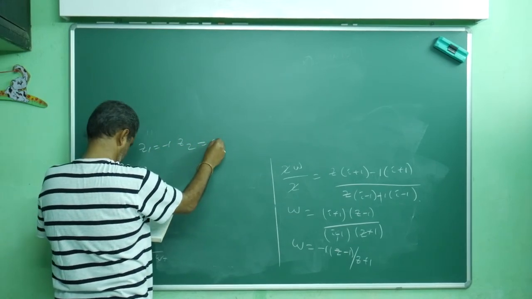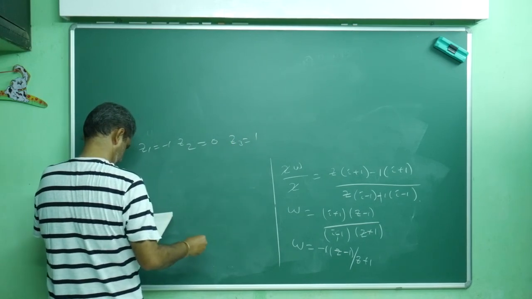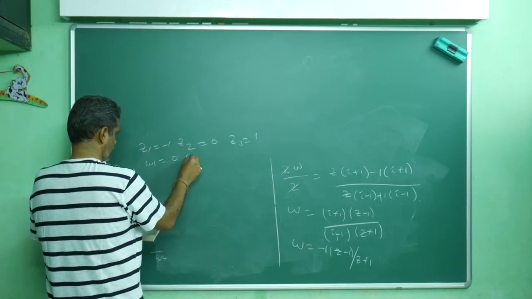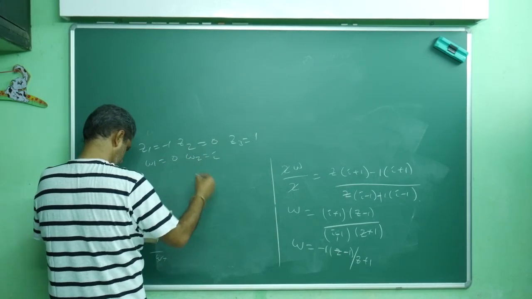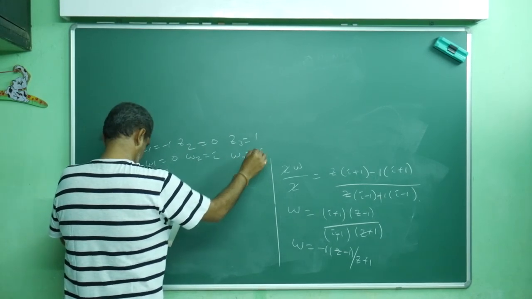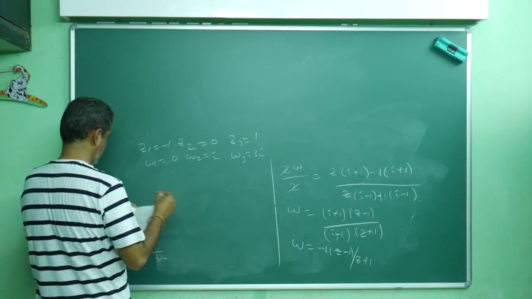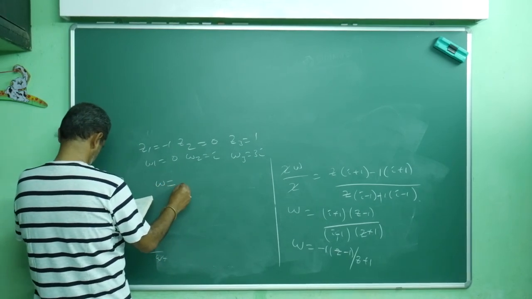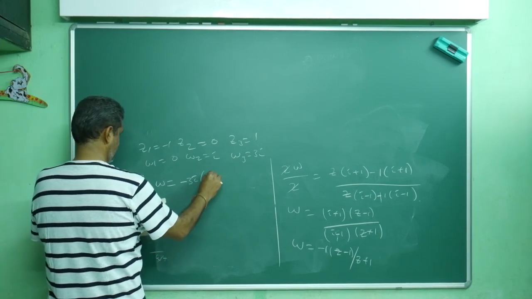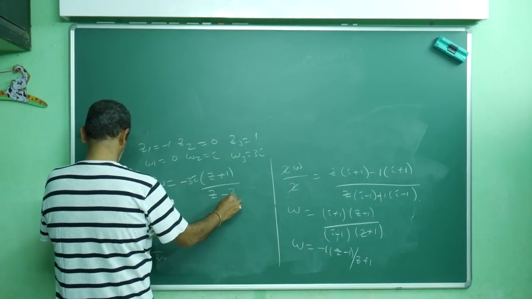Z2 is equal to 0, Z3 is equal to 1, W1 is equal to 0, W2 is equal to I. This is very easy, 2 zeros are there, W3 is equal to 3i. If you substitute, what will you get? W is equal to minus 3i, Z plus 1 by Z minus 3.